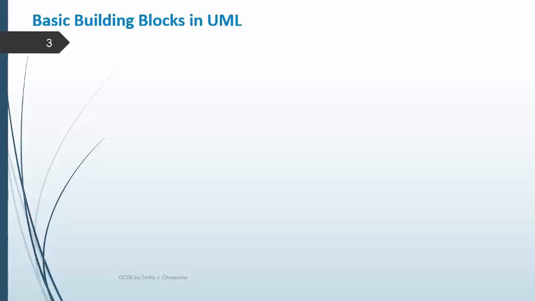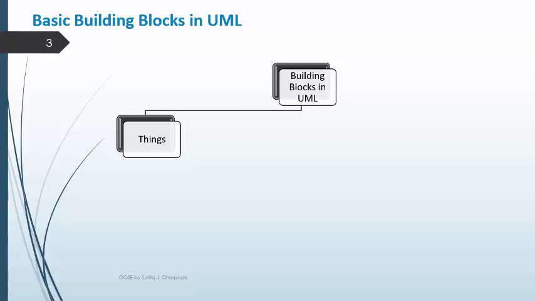Now, basic building blocks in UML. To model any software system, it is necessary to learn and understand three major building blocks. These building blocks are the parts of UML vocabulary. So building blocks in UML, first one, things. Things are the basic building blocks of UML which is used to write well-formed model of any system.